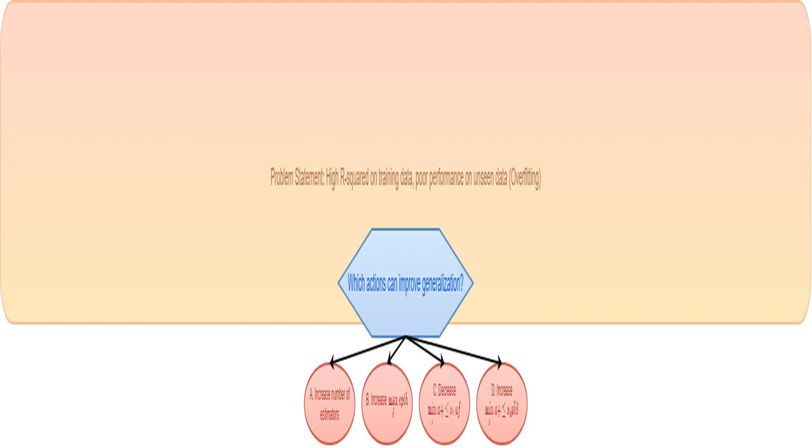The question asks to identify strategies to improve the model's performance on new, unseen data. The key is to reduce overfitting. We're looking for adjustments that create a more robust and generalized prediction model.